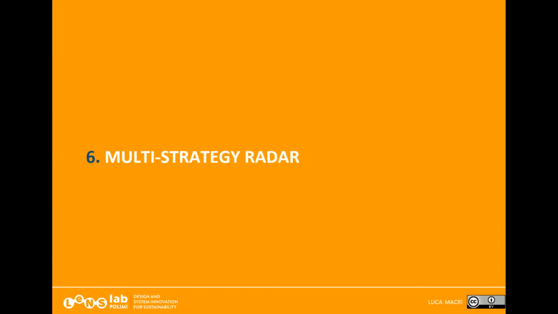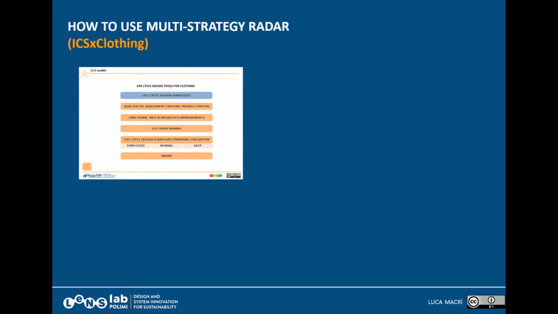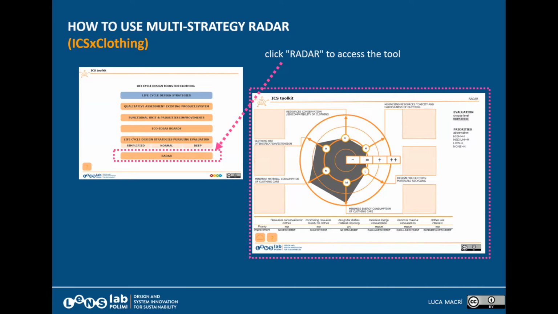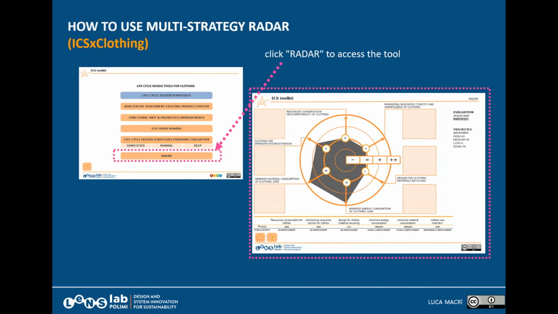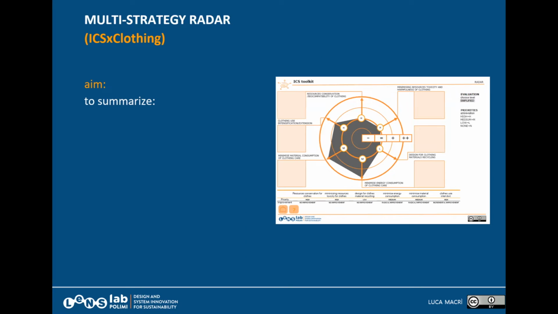Now another focus on the multi-strategy radar, the other tool that we're going to use. I'll switch directly to showing what it means with the tool, since I think we have time for that. It is the last button. This is how it looks. At the beginning, obviously, you don't have those movements in the radar. It's just a hexagon without any movement because you haven't made any improvement yet.